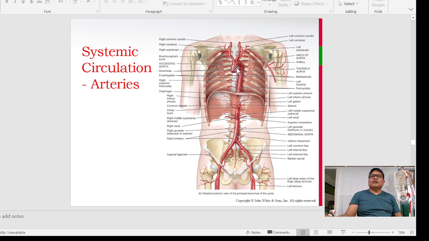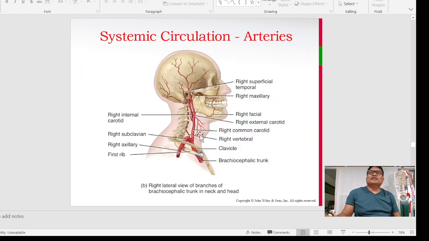Then sa aorta, thoracic aorta, then you have your abdominal aorta, you have your common iliac, then internal, external iliac na branch. So, this is your abdominal aorta. Carotid artery.